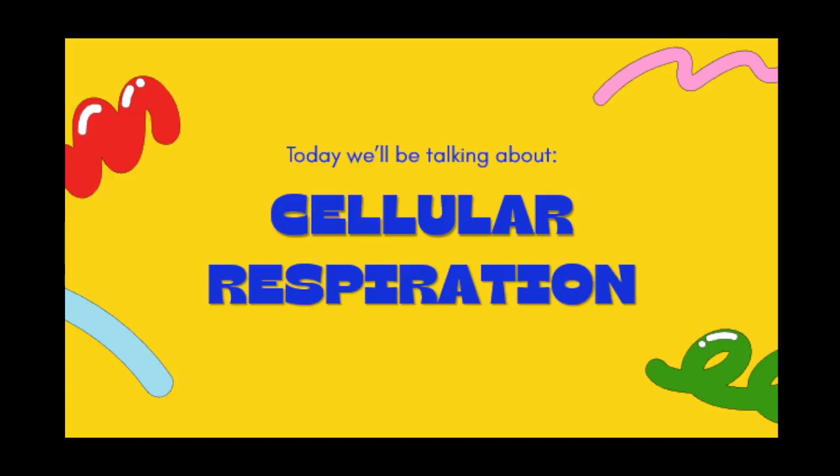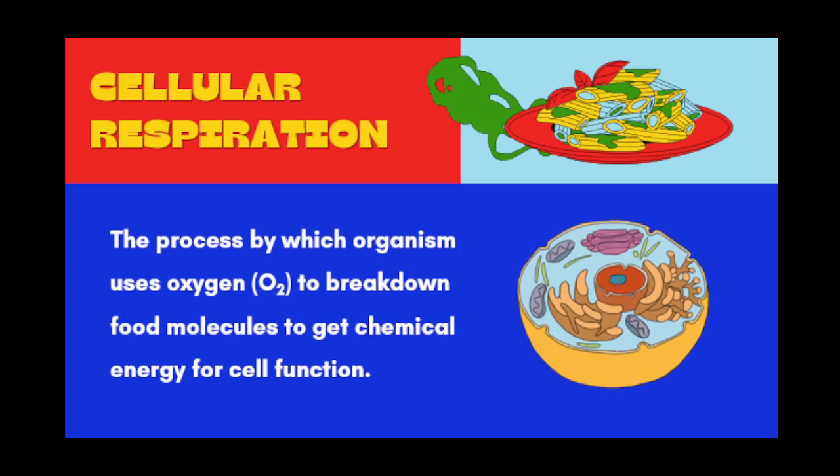On the previous video, we were able to discuss photosynthesis, where plants make their own food, right? So for today, it's another topic, and let's see what cellular respiration is all about. This is the process where organisms use oxygen to break down food molecules to get chemical energy for cell function. So in photosynthesis, plants made their own food, right? And here, the food molecules are broken down to get energy.